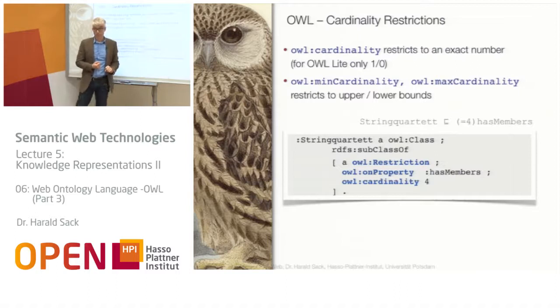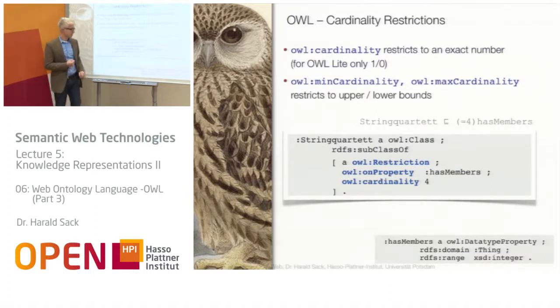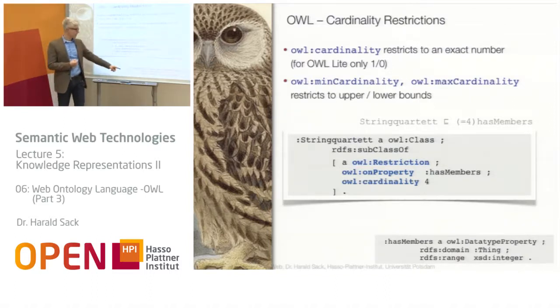And this, of course, can be defined in the following way. We say a string quartet is a class, and this class is a subclass of a restriction, and here we have OWL restriction on the property has members, and we say here that the exact number of members that we restrict here is 4. Again, here we have the prerequisite that has members is a data type property, which has as domain anything or a thing. So you see here the OWL top class, owl:Thing, and we say that the range here must be an integer.